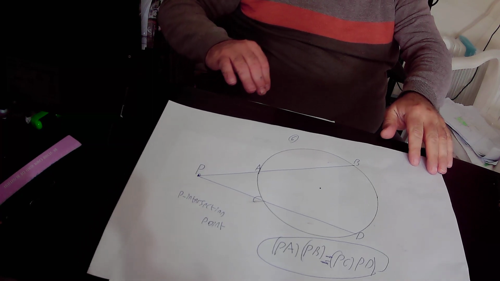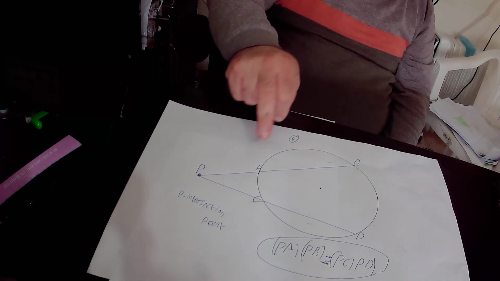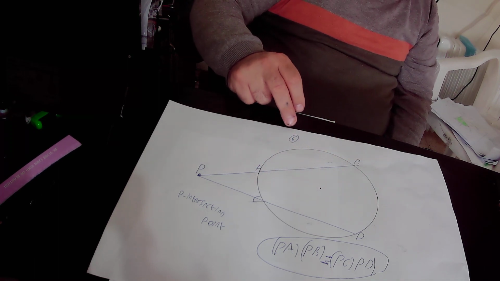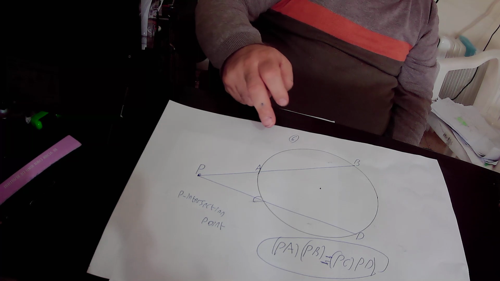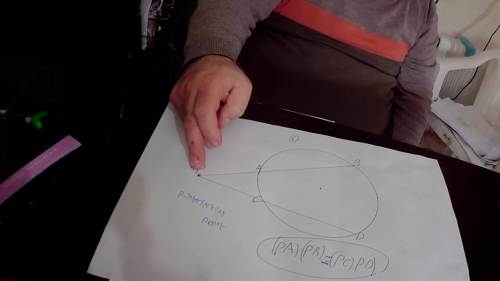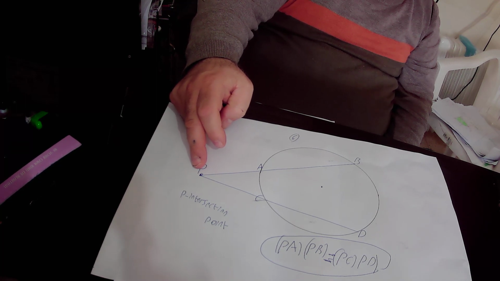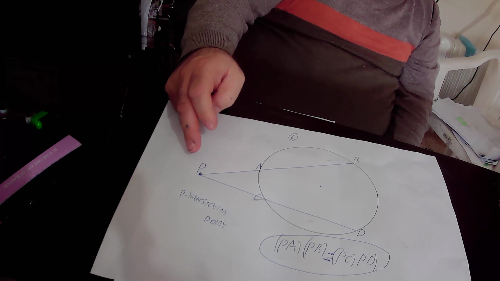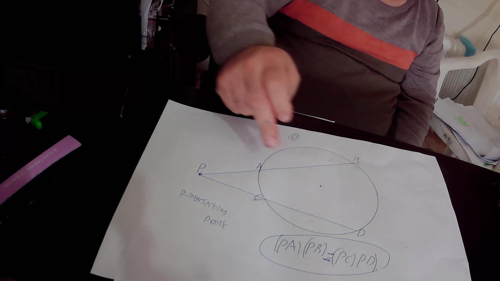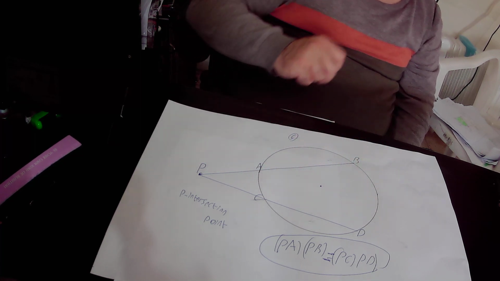So we have this circle, and in this circle we have chord AB and chord CD. Those two chords intersect with each other outside the circle at point P. Point P is the intersection point of the two chords. Therefore, according to rule number 3, the following equation is true, that PA times PB equals PC times PD. Again, PA times PB equals PC times PD.